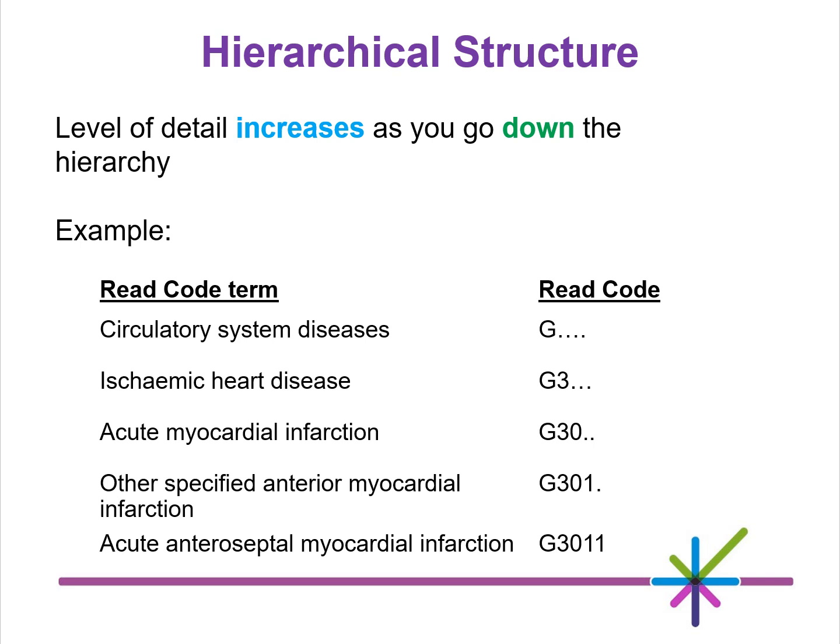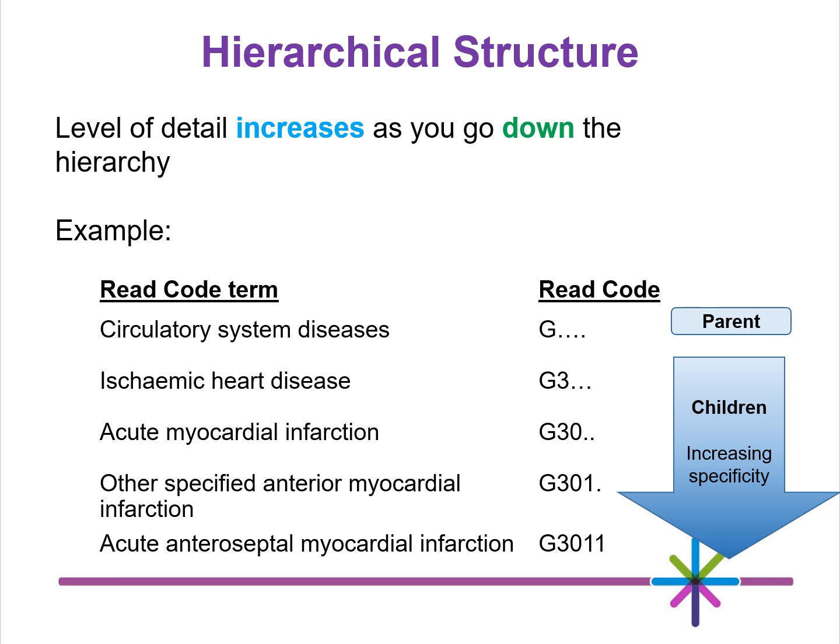Read codes are arranged hierarchically. The level of detail increases as you go down the hierarchy. The hierarchical approach is intended to help users to find related terms and decide on an appropriate level of detail. If a code has another level beneath it in the hierarchy, it is known as a parent code, and the codes beneath it are its children. The children can also then be parents with more child codes beneath them.